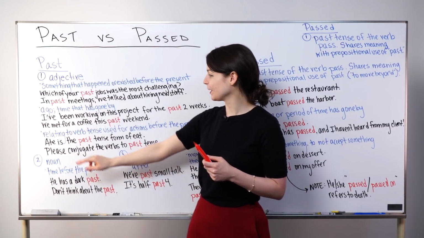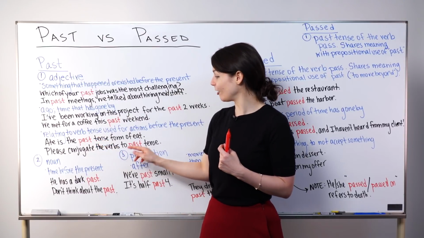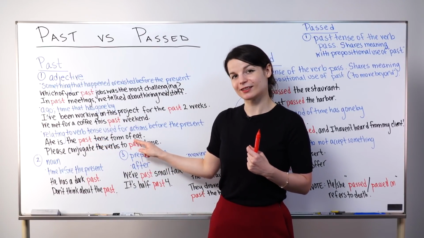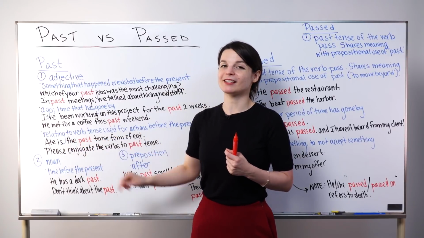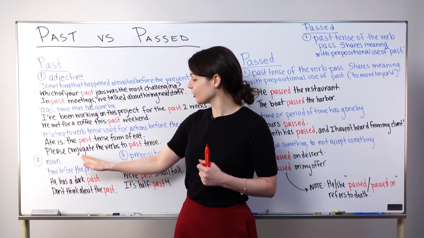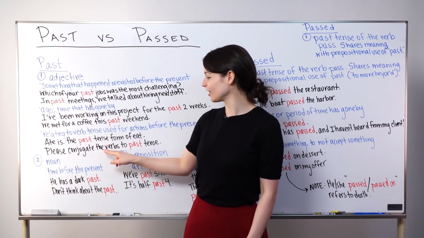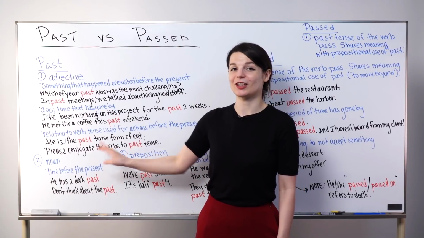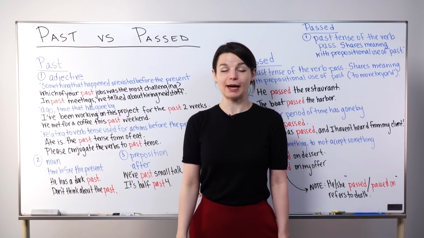For example, ate is the past tense form of eat. So the verb eat in past tense is ate. Ate is the past tense form of eat. One more example. Please conjugate the verbs to past tense. Conjugate means change the verb form. So please conjugate the verbs to past tense.